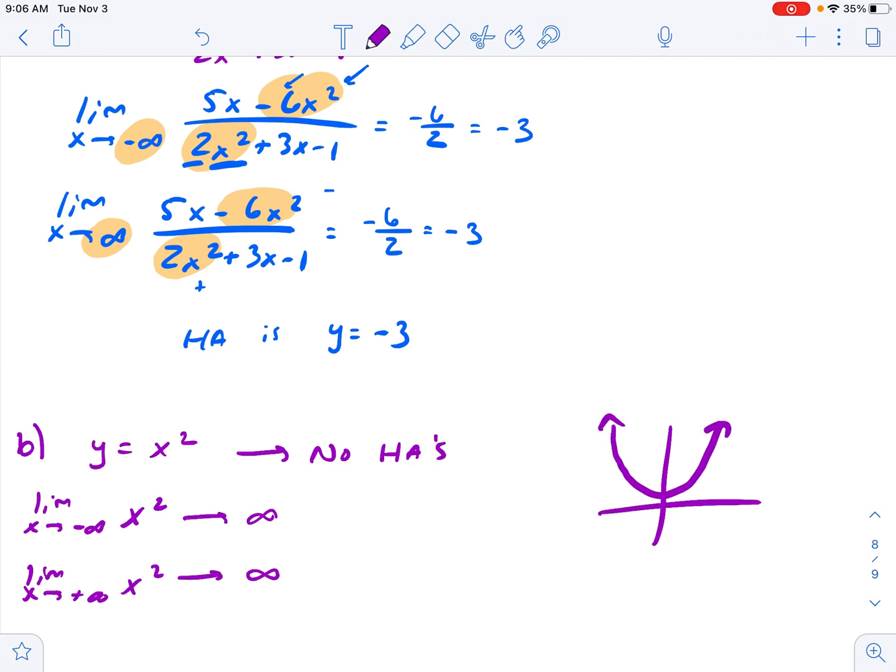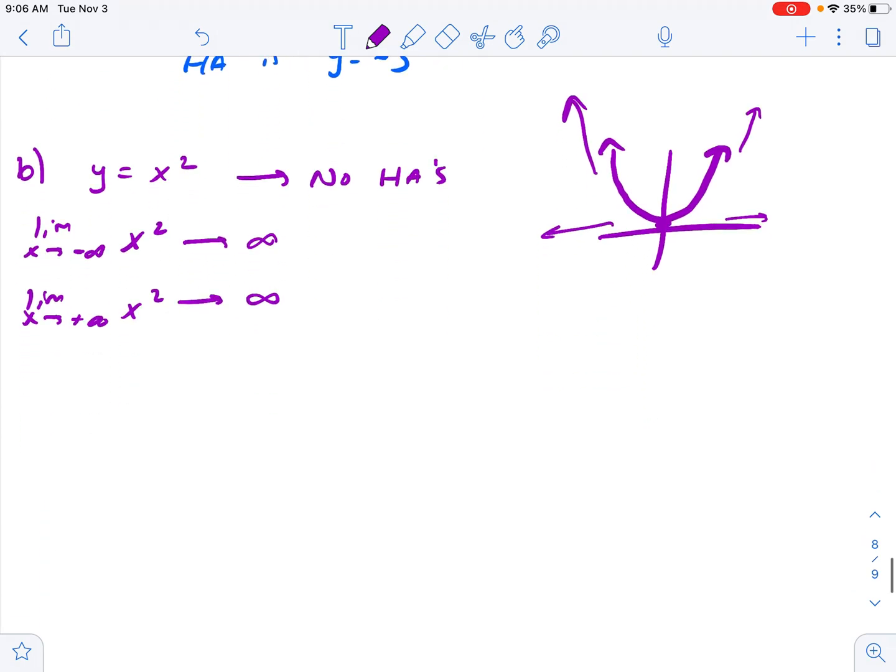By the way, we know what x squared looks like. That's just our parabola. Should be touching the x-axis there. As x goes way out to the right, the y value goes up forever. As x goes way out to the left, the y value goes up forever, excuse me. And so there is no horizontal asymptote.